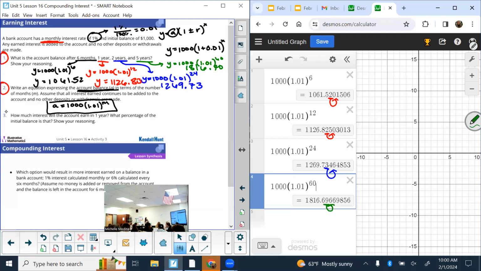For number 3 though, on your notes, it says like how much interest will the account earn in 1 year? You don't really need to know that for your test, but if it was expressed in months, and we have the value for what it was after 1 year, you would subtract what you started with, which was 1,000. And then divide that by 1,000 to get your decimal percentage of the yearly interest. But again, you don't need to know that for your test.